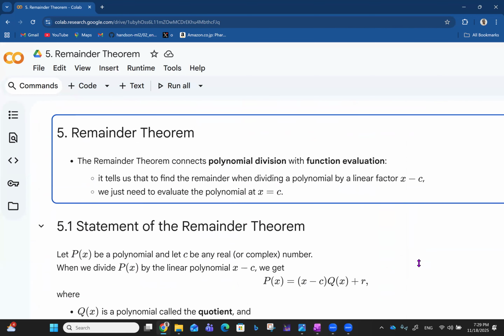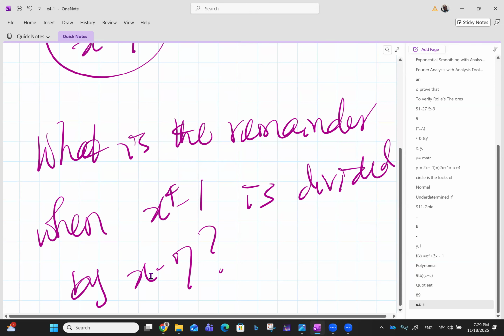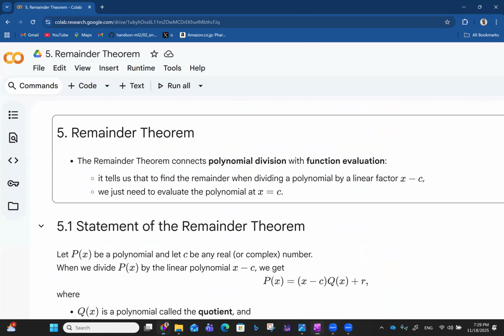So that's the theorem. The remainder theorem connects polynomial division with function evaluation, and it tells us that to find the remainder when dividing the polynomial by a linear factor x minus c, don't forget it has to be a linear factor. So you see, x minus 7 is a linear factor. If it is x squared minus 7, then it's no longer linear. It has to be x minus 7, x plus 7, just first order.